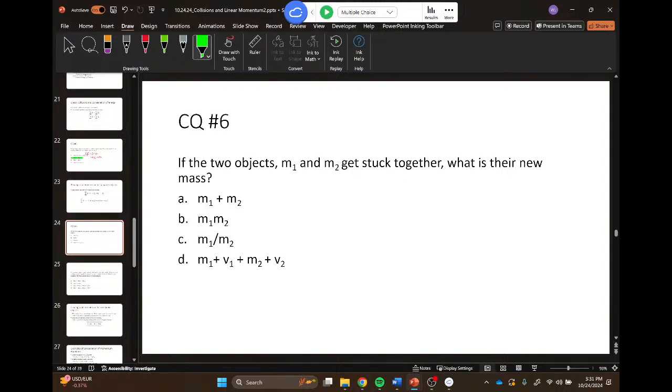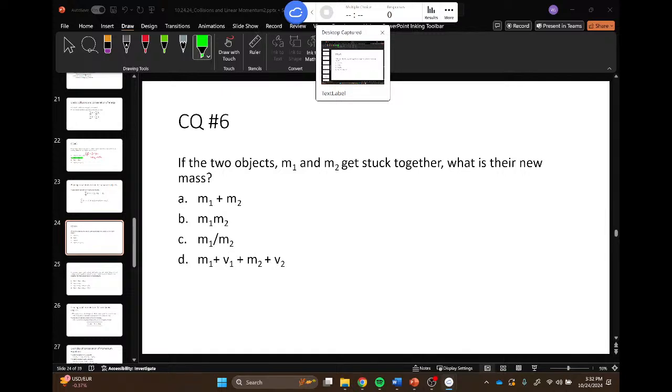Okay, great. I had two objects separated, but what if they get stuck together? What's their new mass? Two objects, they hit each other, they get stuck together. What's the new mass of that singular object they've turned into?